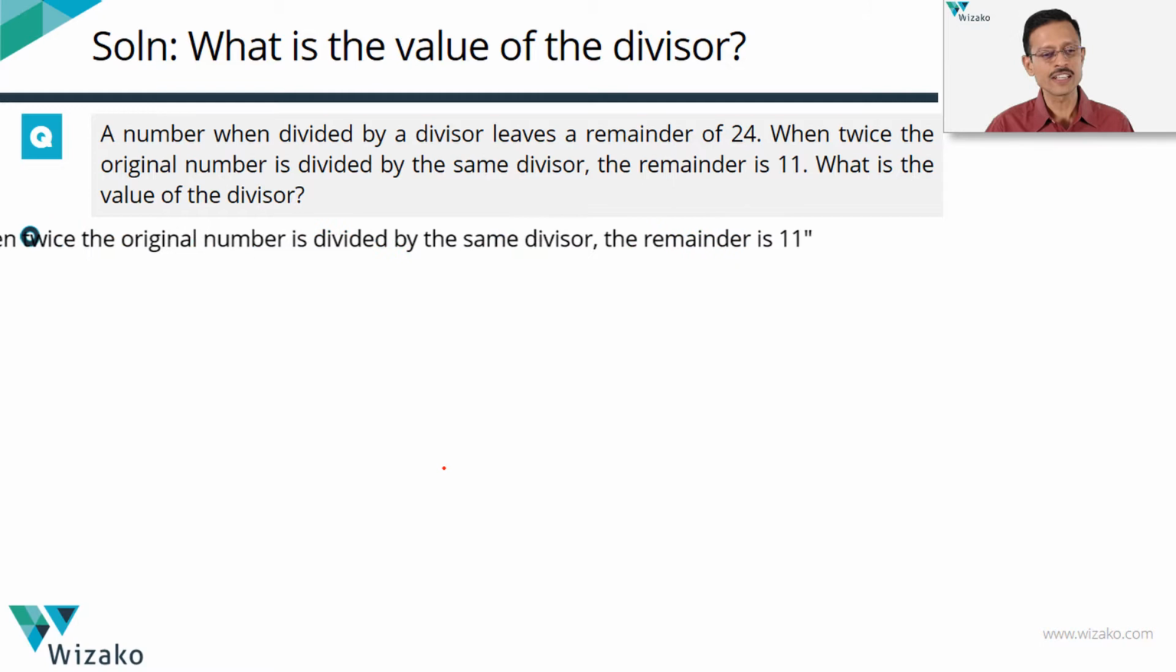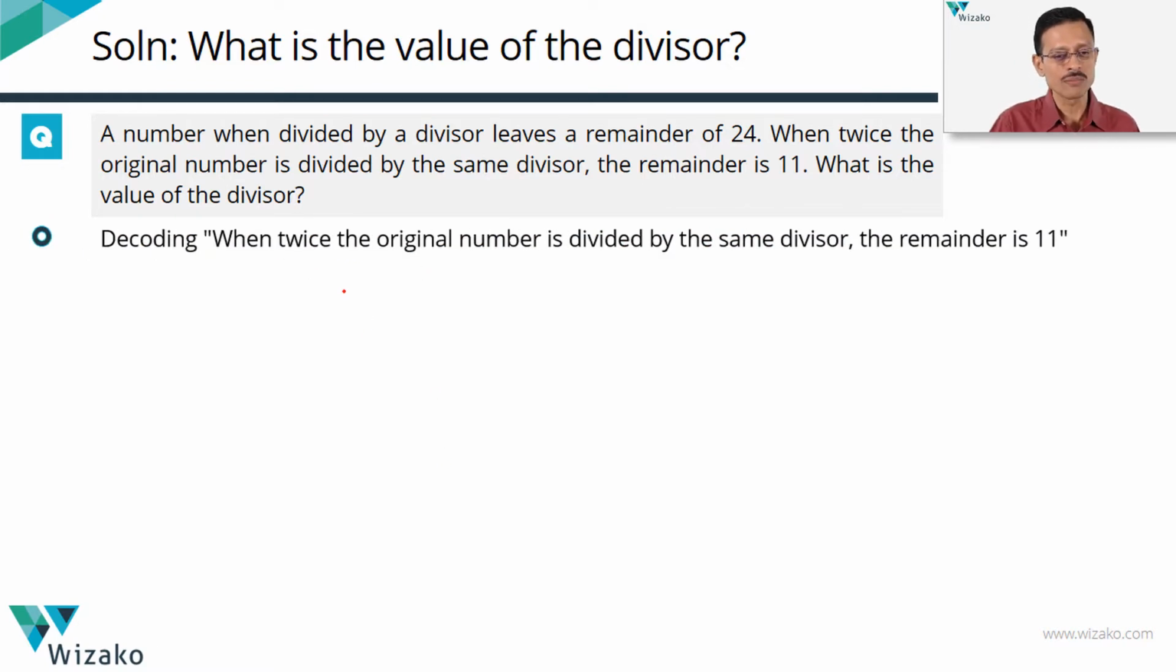Let's decode the second statement. It says when twice the original number, we said A is a number, so twice the original number is going to be 2A. When 2A is divided by D, the remainder is equal to 11. In the last slide, we captured that we can write this A in its standard framework of division as DX plus 24. So 2A eventually will become 2 times the right hand side. So this is going to be 2DX plus 2 times 24, which is equal to 48.